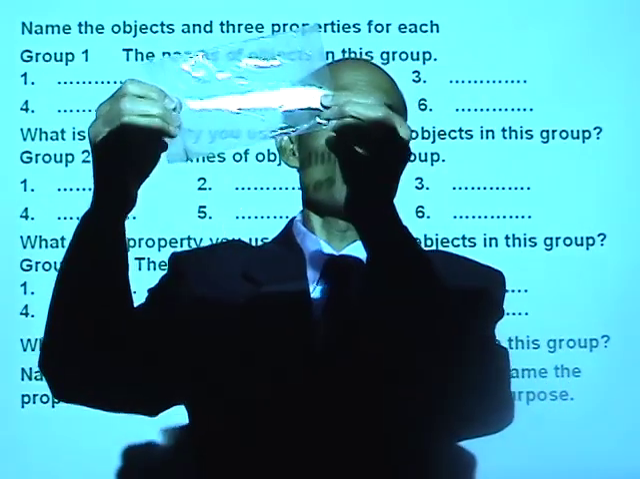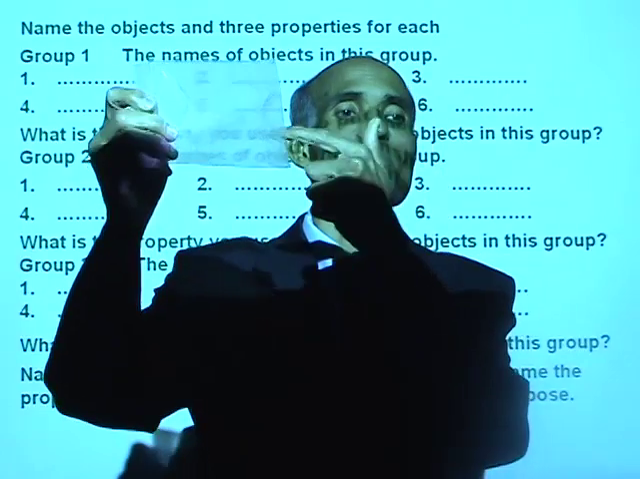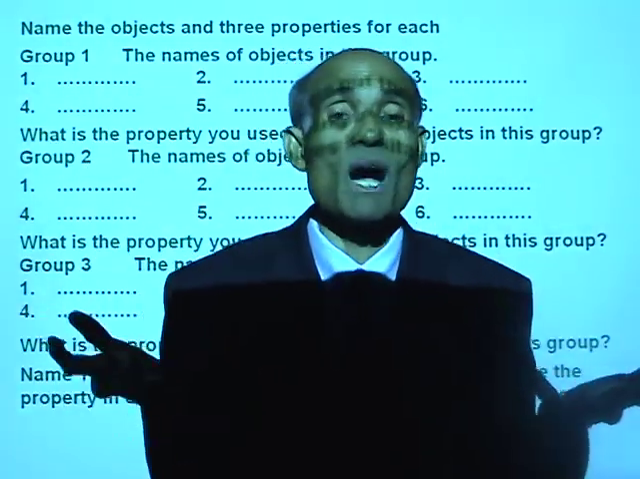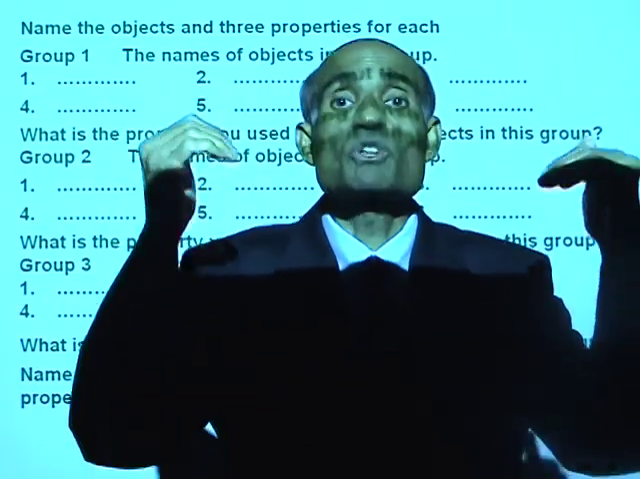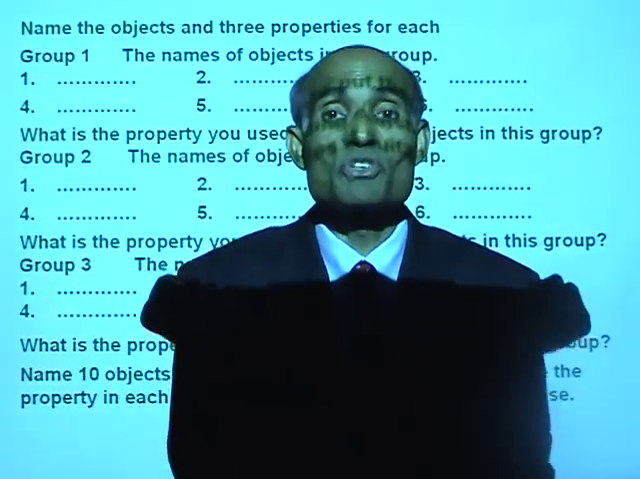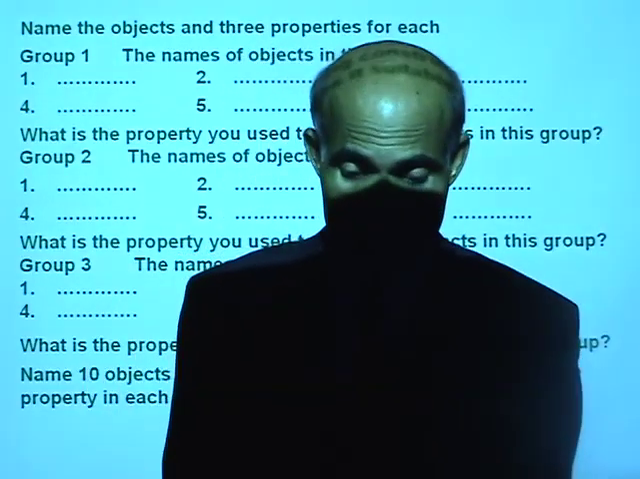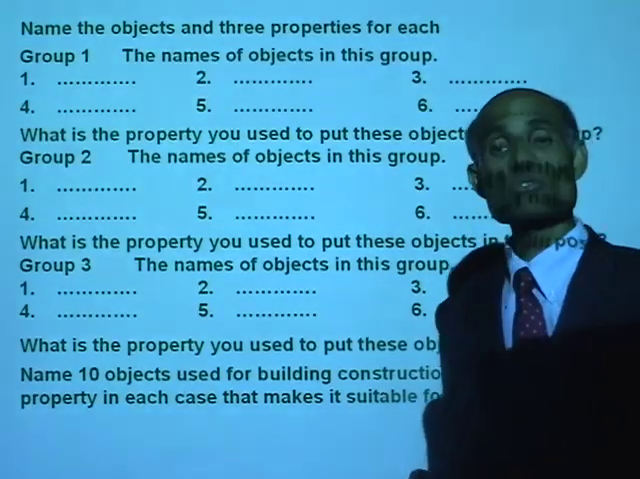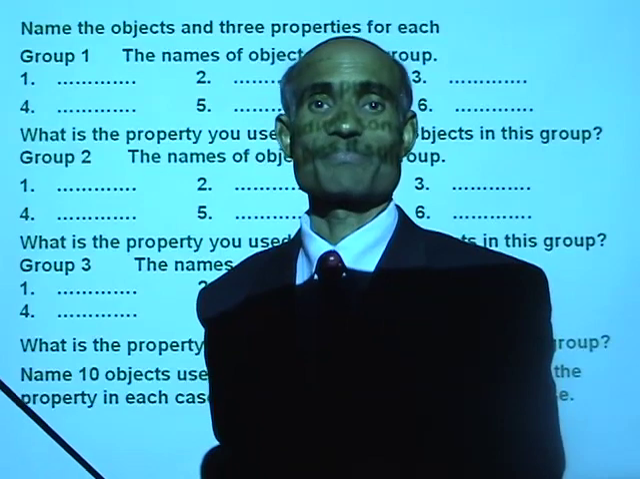You see an object I'm holding here? It is a transparent object. It lets light pass through. You can see in building construction, transparent objects are important. There are objects that are waterproof. You see that? So each object that is used for building construction has a property. I would like you to write 10 objects used for building construction and name their properties.